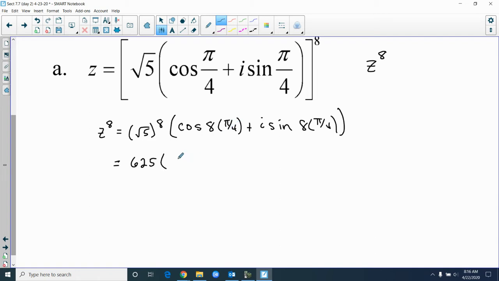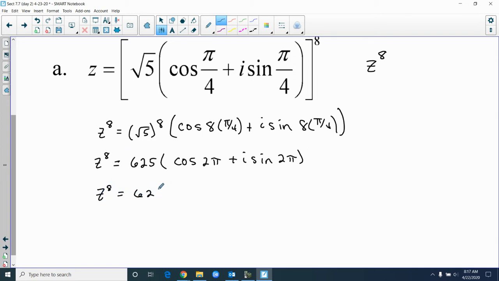8 times pi over 4 is going to equal 2 pi. 8 divided by 4 is 2. So you get cosine of 2 pi plus i sine of 2 pi. Well, we just need to figure out what cosine of 2 pi is and sine of 2 pi is to finish this problem.